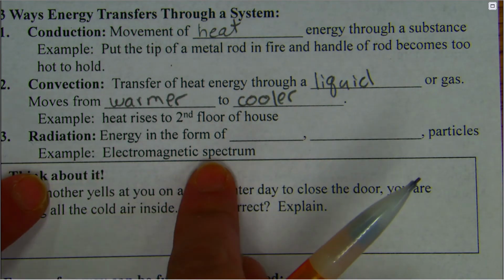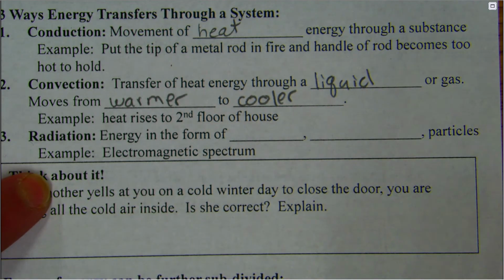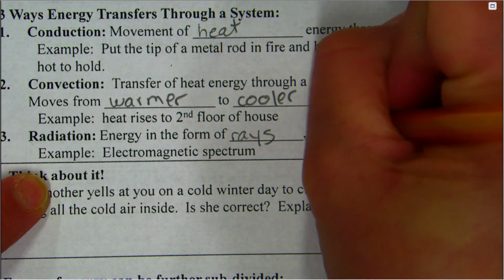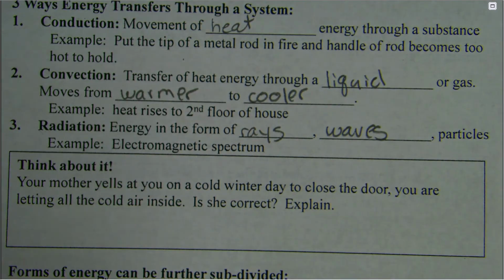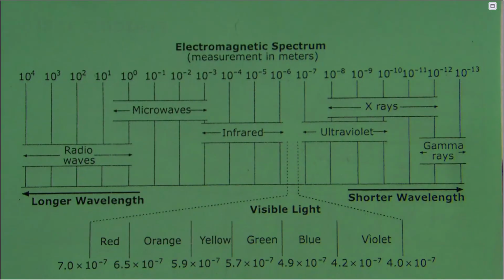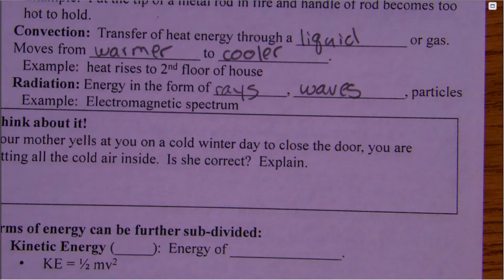And finally, we have radiation, and this is going to be energy in the form of rays and waves. And this is going to be, again, our electromagnetic spectrum. All right, and we're going to look at this in more detail later on in this physics portion of the class. So here we go.